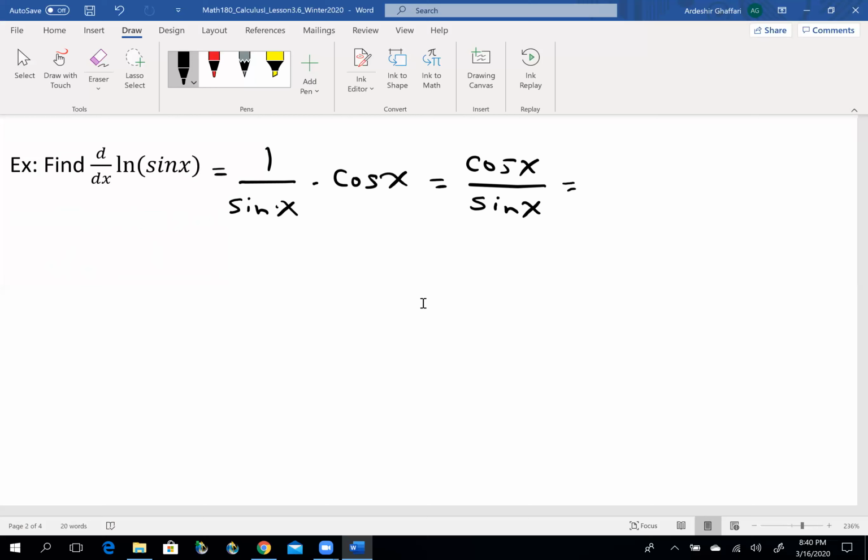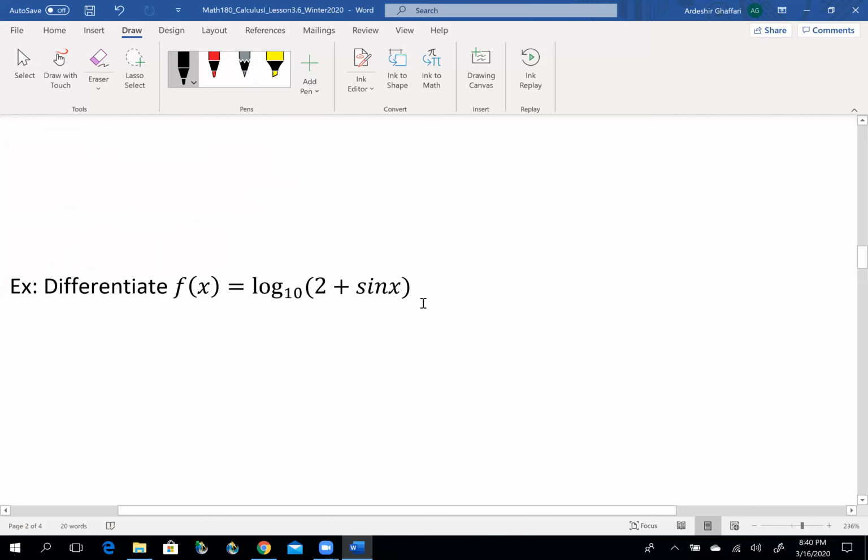Cosine of x over sine of x is actually cotangent of x. So the derivative with respect to x of natural log of sine of x is equal to cotangent of x.